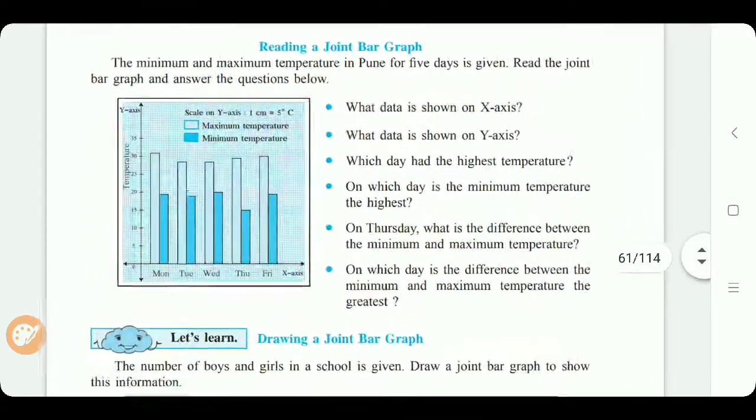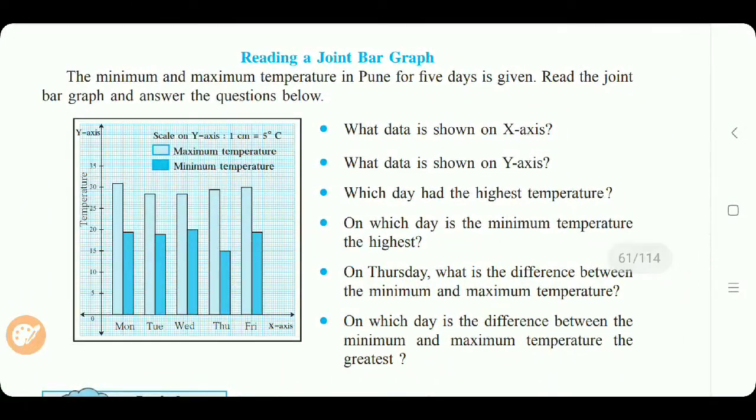Okay, now one example is given here, just see. The minimum and maximum temperature in Pune for 5 days is given. Read the joint bar graph and answer the questions below. Now maximum and minimum temperature is given on the y-axis and days are given on the x-axis. Okay, it is a joint bar graph. Now minimum temperature is given in dark blue color and maximum temperature is given in faint color.